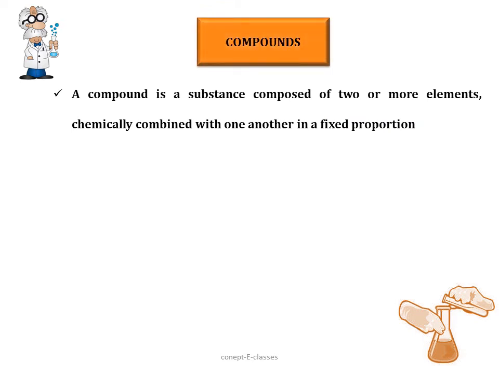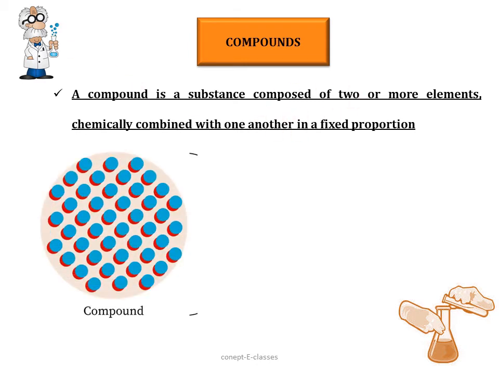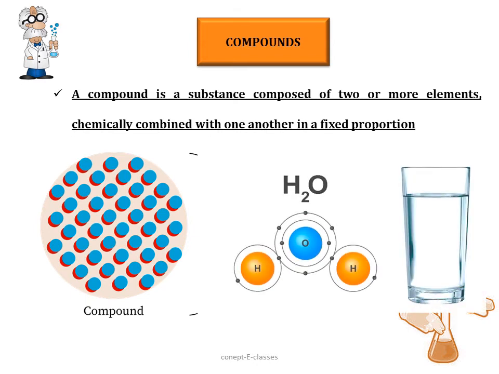So let's see what compounds are. A compound is a substance composed of 2 or more elements chemically combined with one another in a fixed proportion. Compounds are made up of more than one type of atom. For example, water. Water is a compound as it is composed of 2 elements, 2 atoms of hydrogen and 1 atom of oxygen, chemically combined with one another in a fixed proportion, a 2:1 ratio, right? So what do we get when 2 or more elements are combined?